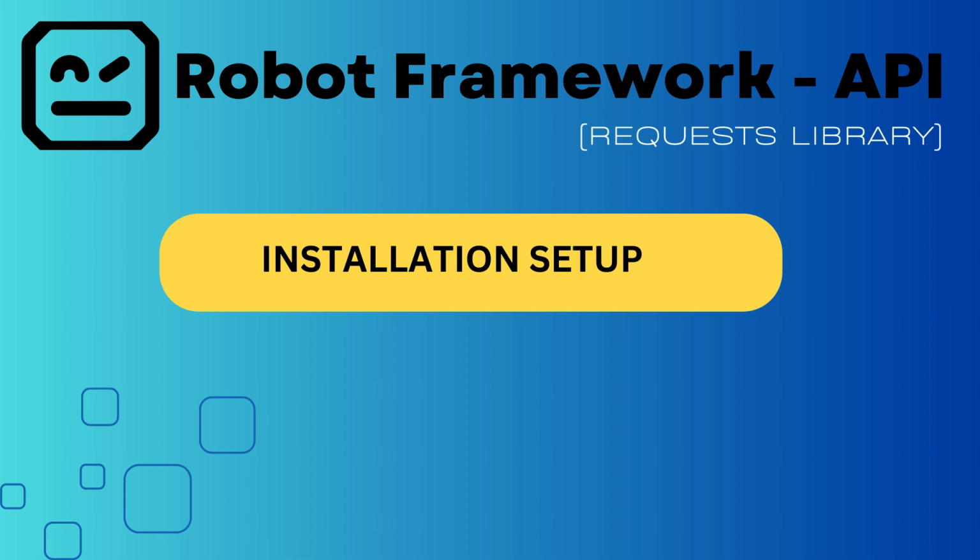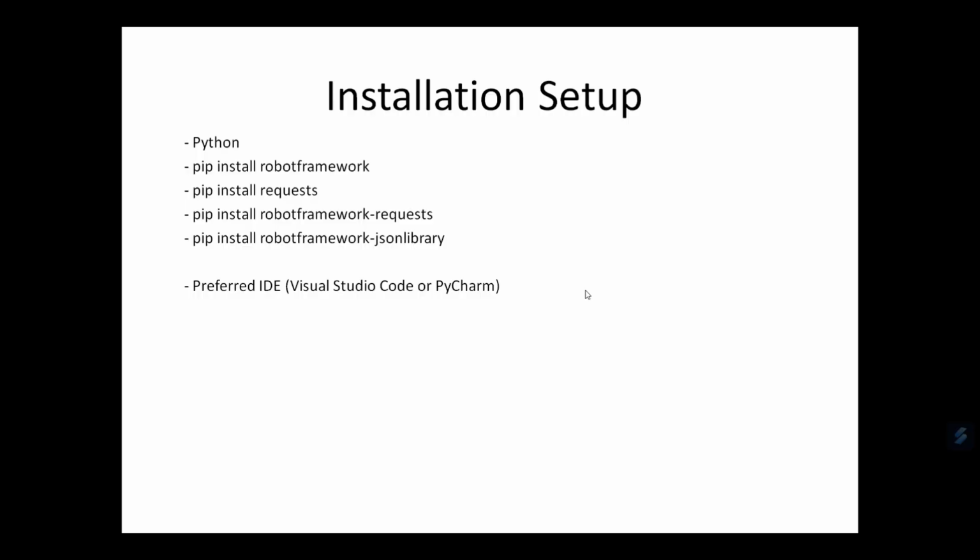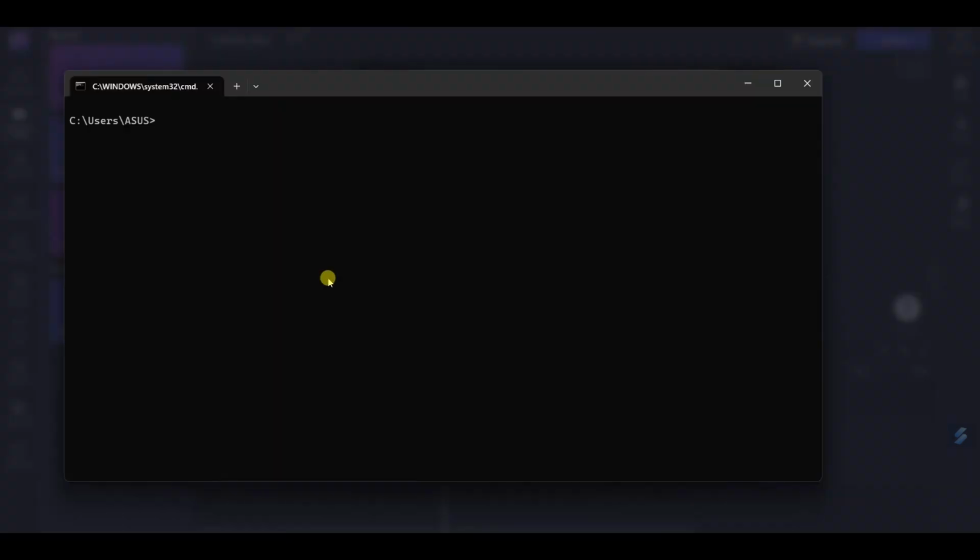In this video, we are going to perform the installation setup for Robot Framework API test automation. First, download and install Python on your system. In my case, I installed Python version 3.